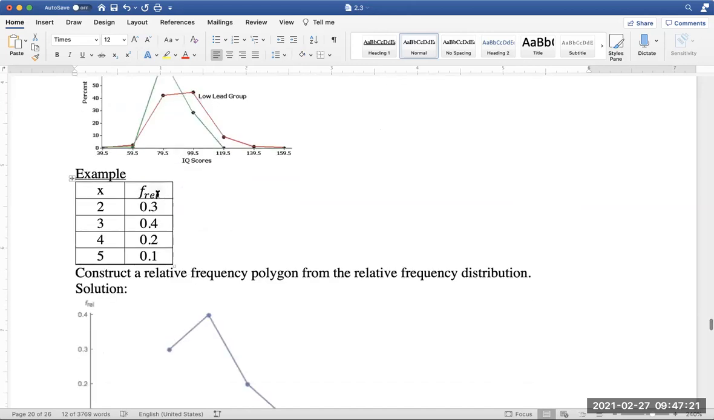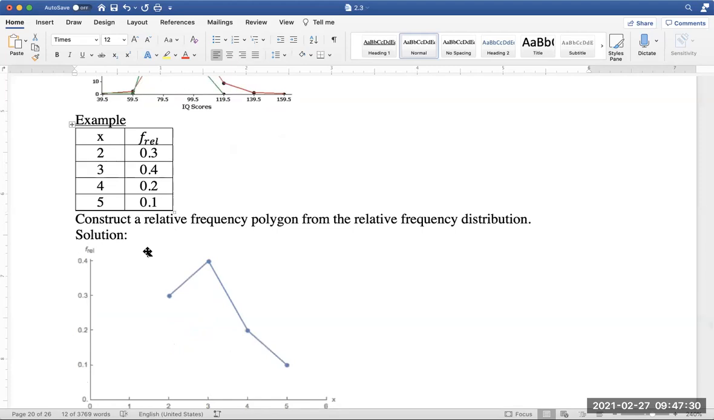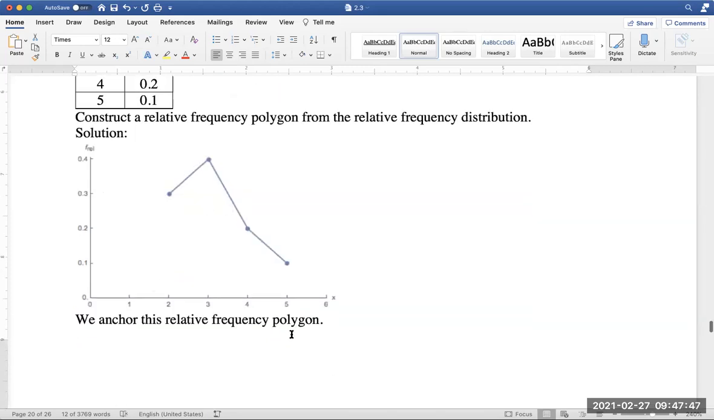So let's do the following example. Suppose I have the following relative frequency distribution. And so at 2.3, at 3.4, at 4.2, at 5.1, connect those with straight lines, and then anchor.